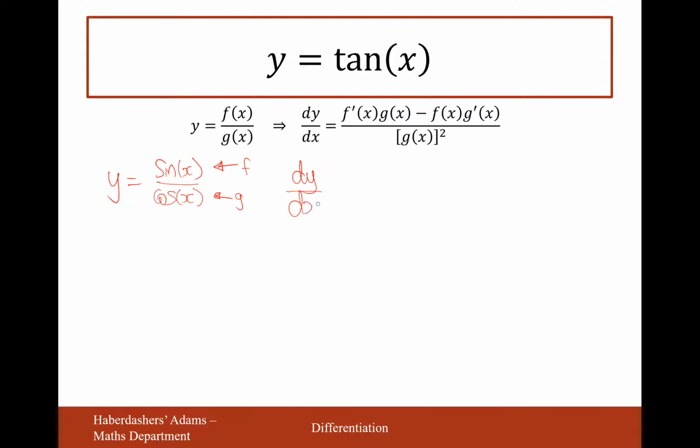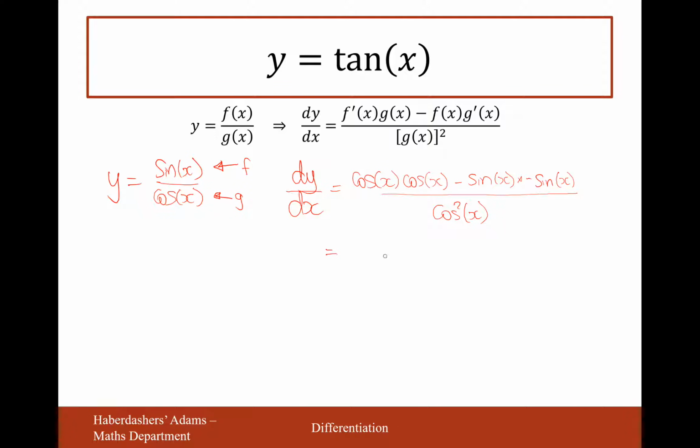So let's get started. First of all, we need to differentiate the f function, that's sine, so that becomes cos. Multiply that by the g function, which is cos again. Then take away the f function, that's sine. Multiply by the differential of the g function, that's the bottom one, cos, that differentiates to minus sine. So it's going to be minus sine here all over cos squared.